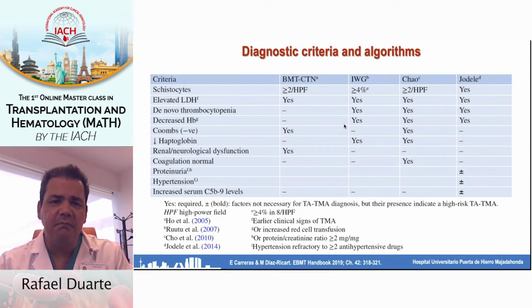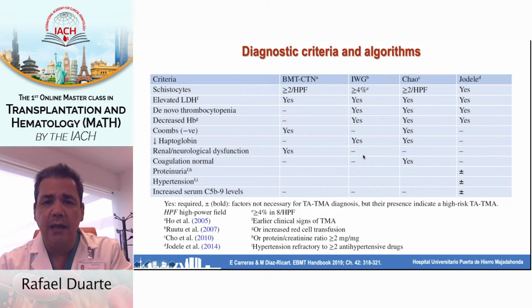There are many diagnostic criteria and algorithms for these patients that you have summarized in this table. The Clinical Trials Network ones in the US. This is the international working group led by Tapani Ruutu from Finland, that we have also worked with for many years, and many of us use.